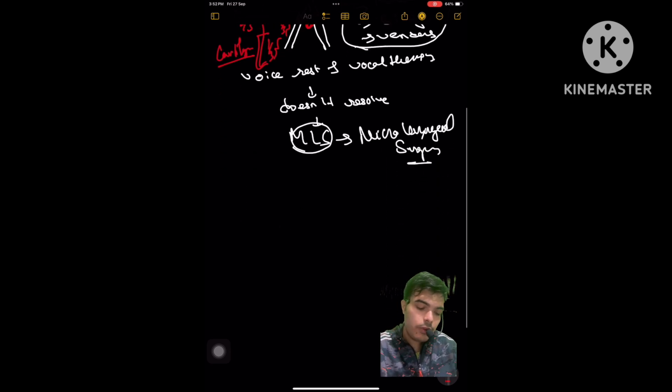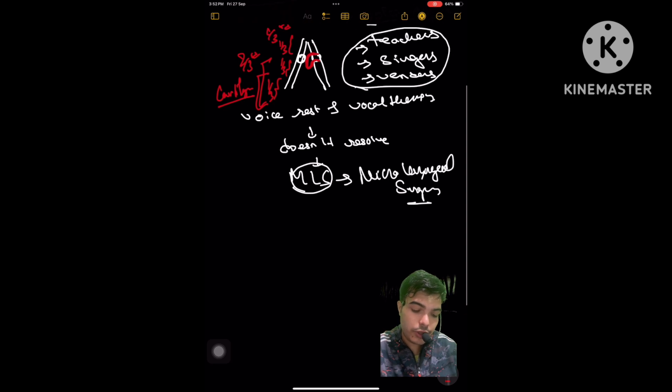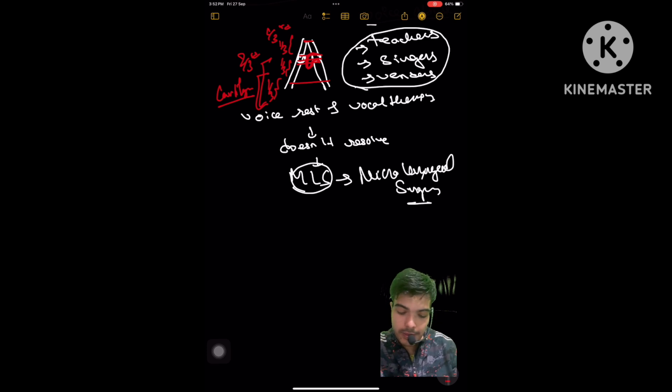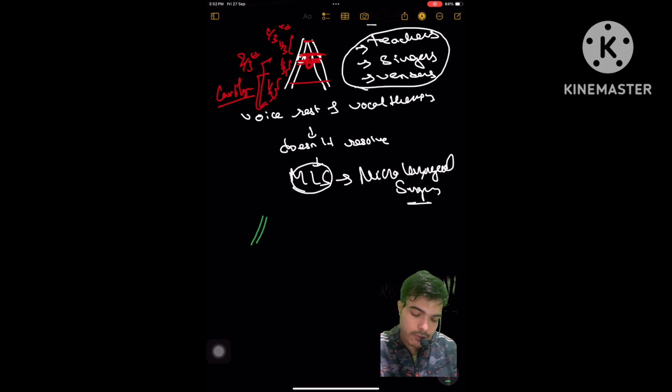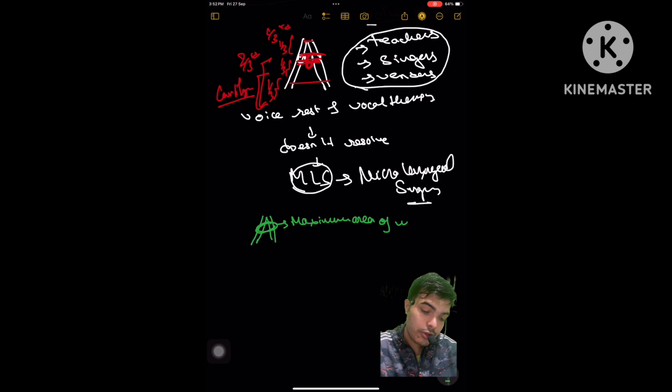So why only in this area? Why not in the posterior area? Why not exactly in the anterior area? Why only in the middle? It is because this can be explained by the concept that whenever you talk, the maximum area of vibration is this middle area. I hope you understood the vocal cord nodule and vocal cord polyp.